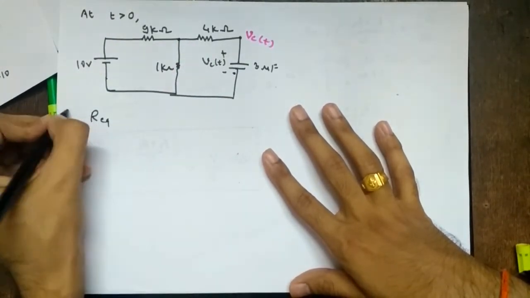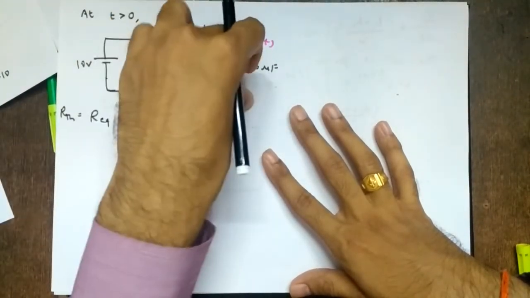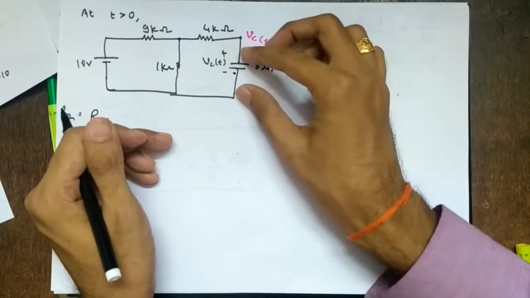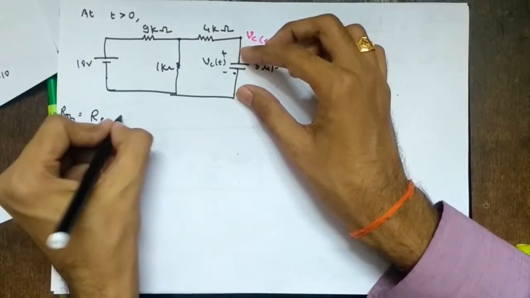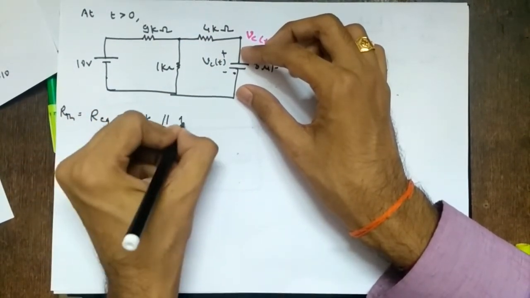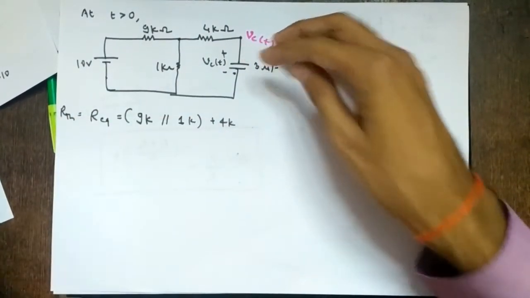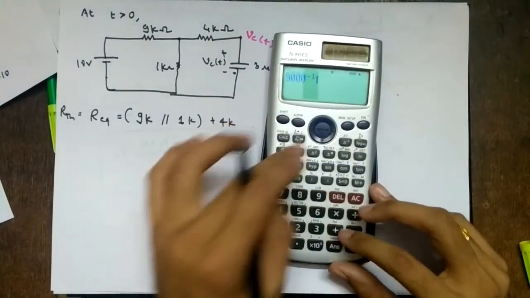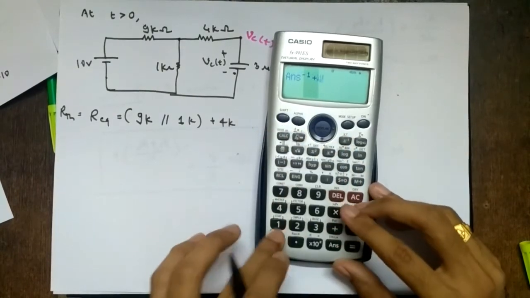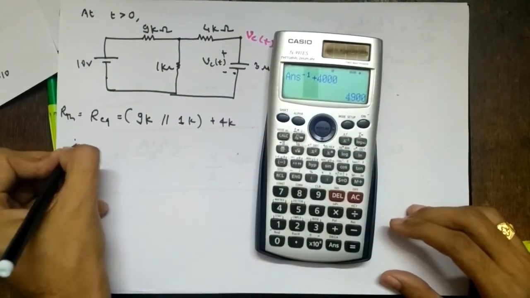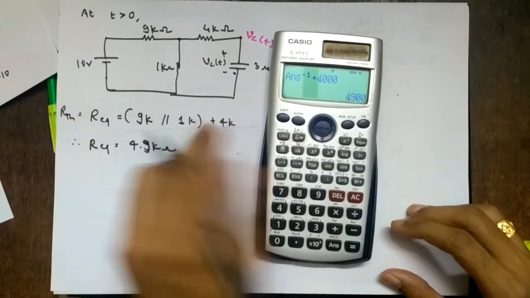So what will be R equivalent, which is nothing but our RTH. This is my load, right? Because I have to find the voltage across this. So we'll open this and this will be shorted. So 9 parallel with 1 plus 4. So 9k parallel with 1k plus 4k, you can write this way also in the exam. So 9000 inverse plus 1000 inverse, answer inverse plus 4000, 4900. So R equivalent is 4.9k, because they have given in kilos.